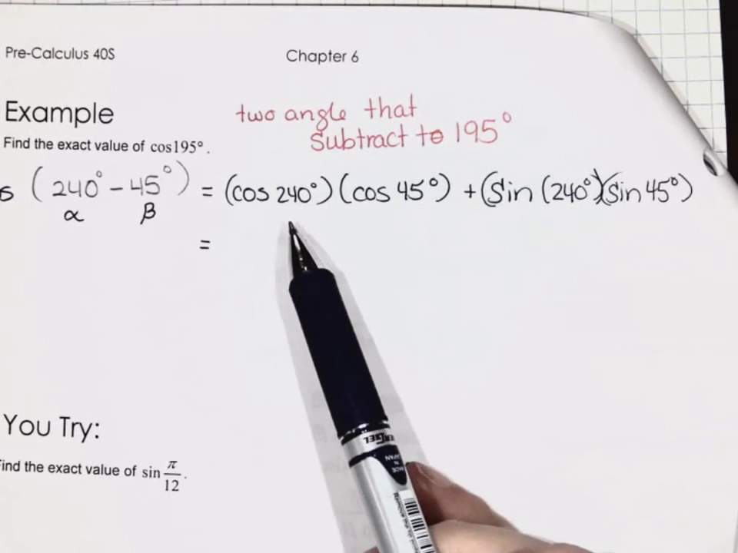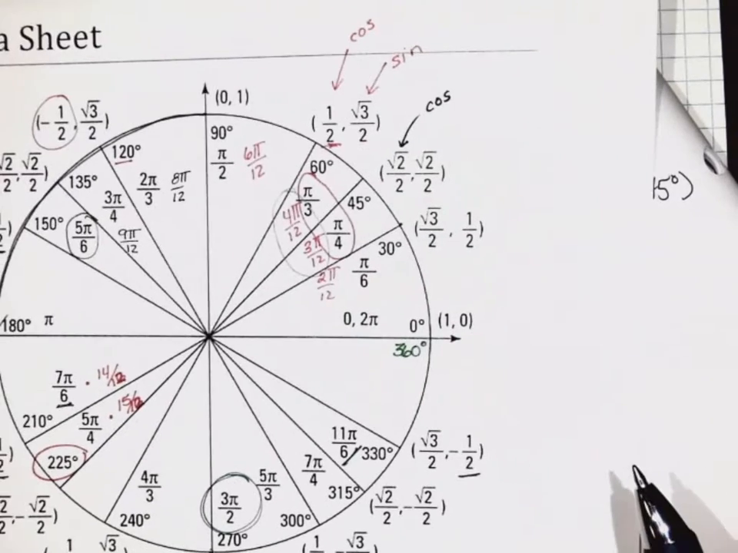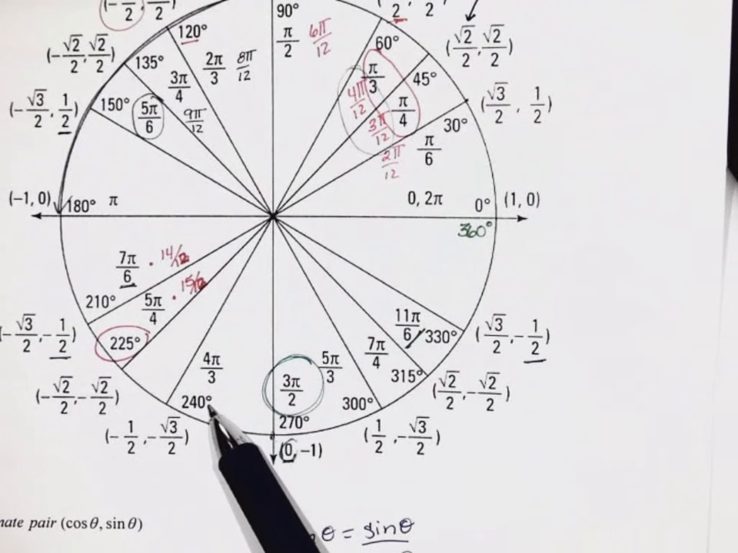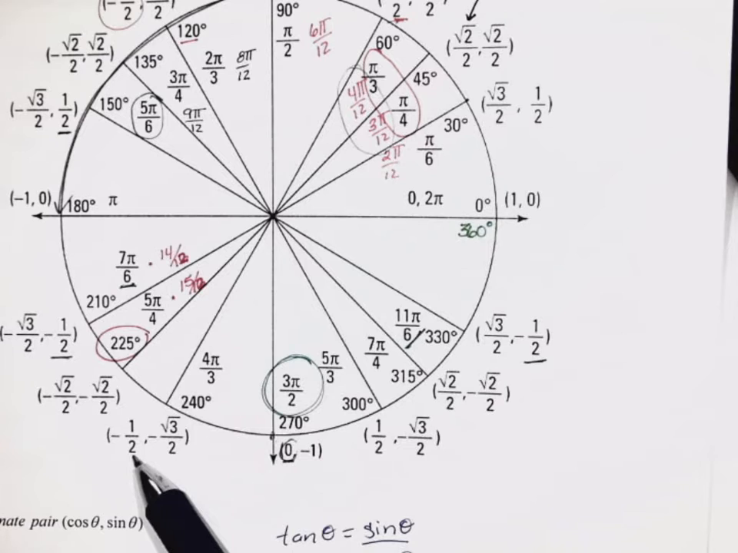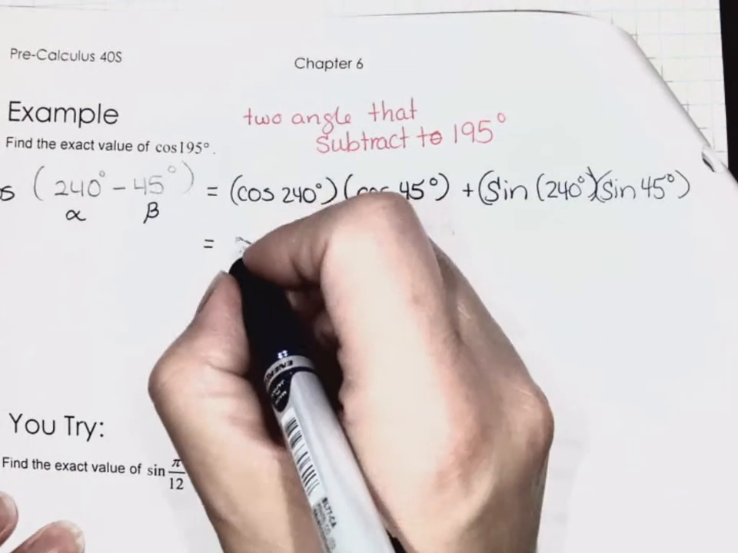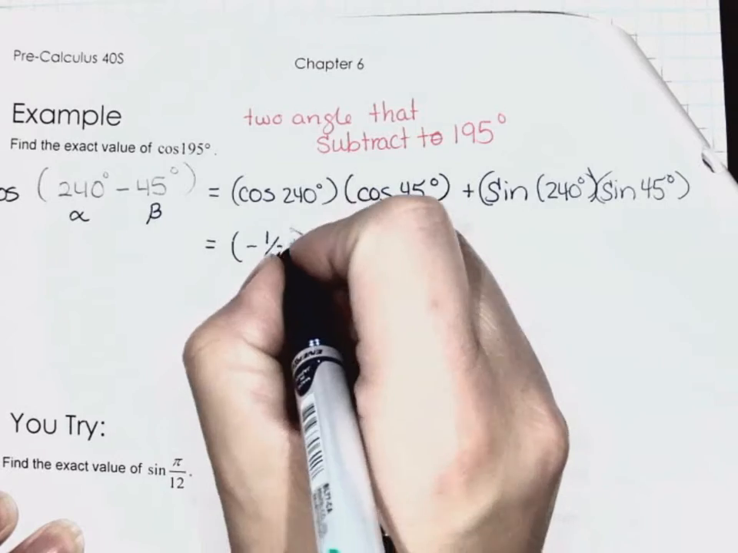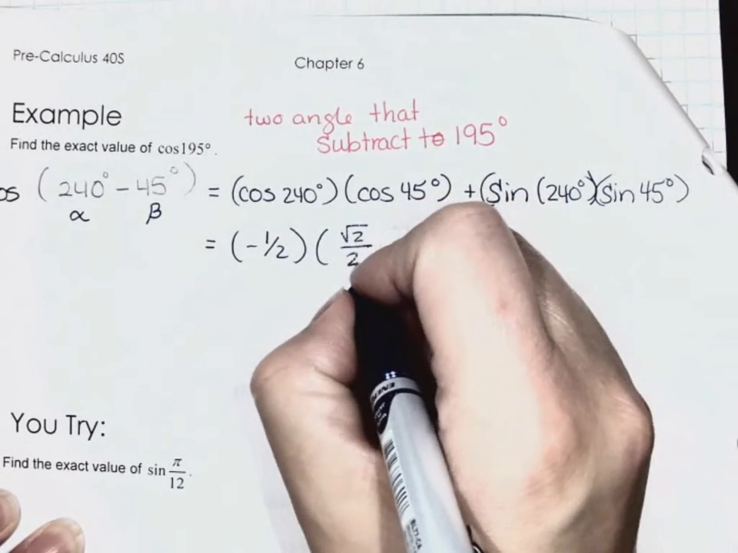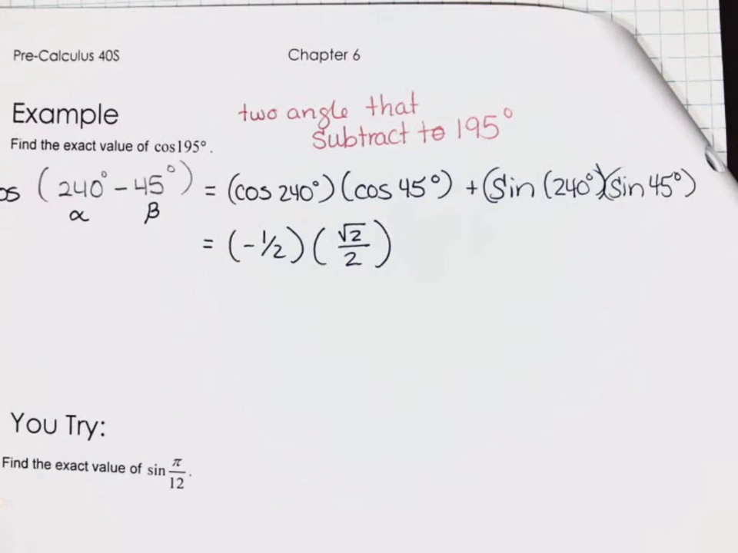So here, this is where we're going to pop to the unit circle. We're looking for angle 240, which is right there, and we're looking at the cos. So negative 1/2, you need the negative there because that's what it evaluates to. And cos of 45? Root 2 over 2. It will be a positive one because it's in quadrant 1.